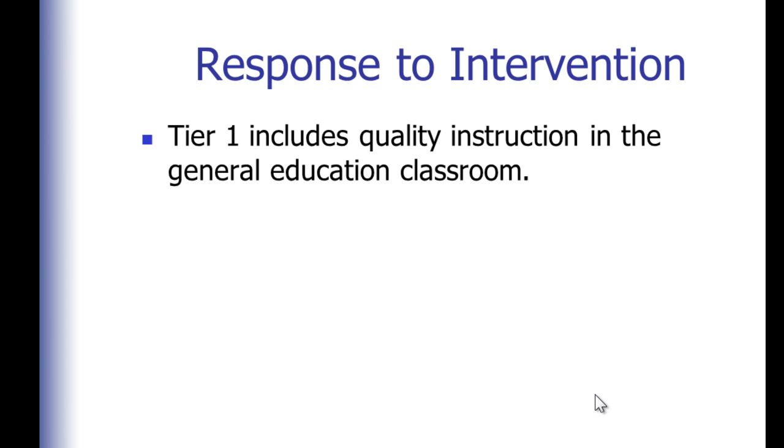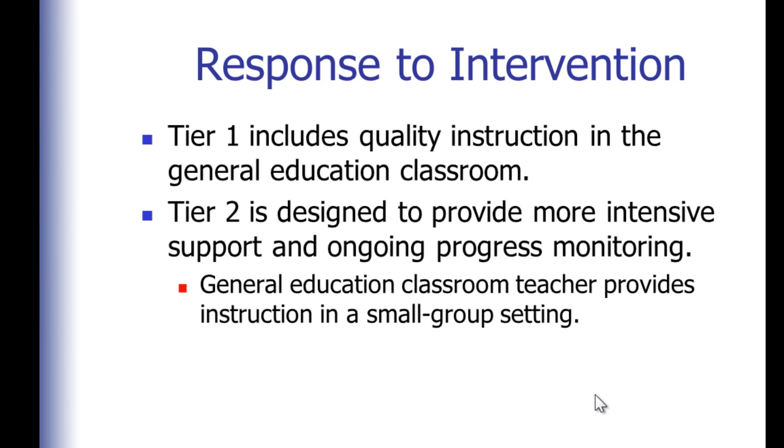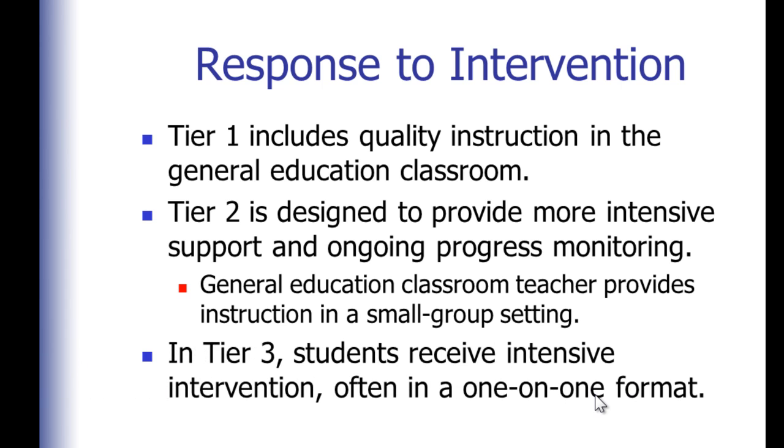Tier 1 is this classroom instruction in the general ed classroom. Tier 2 is provided more intensive. Tier 3 students receive intensive intervention, often in a one-on-one format. And it looks like this. You have that pyramid, and we say about 80% of the students here respond to Tier 1, this general instruction. And then you have about 15% here that need more intensive support, ongoing progress. And then this 5% up here is the Tier 3 that often need this one-on-one format.